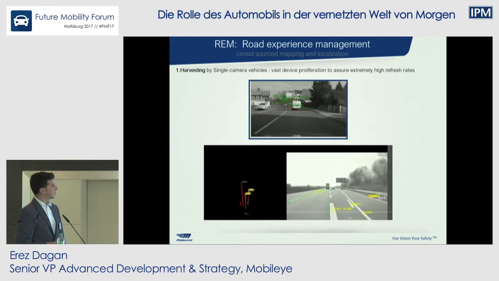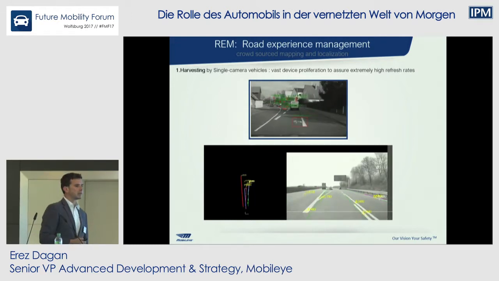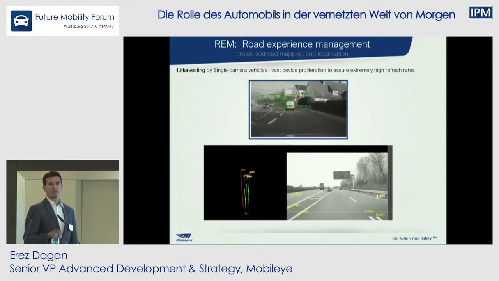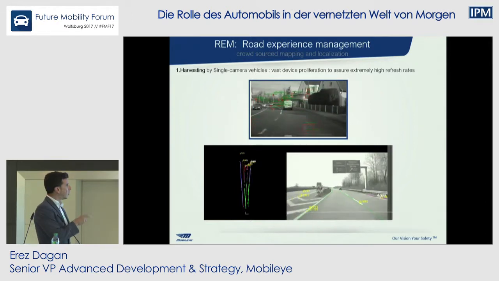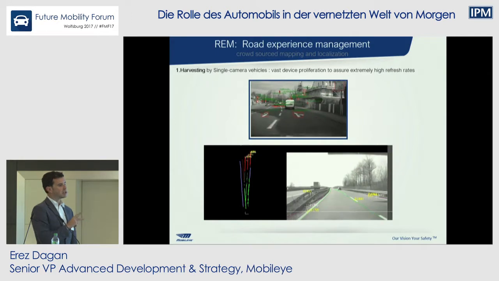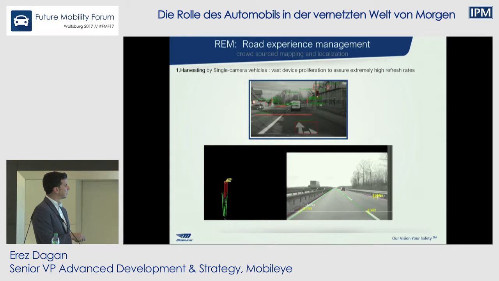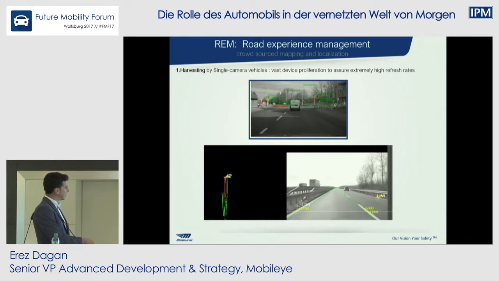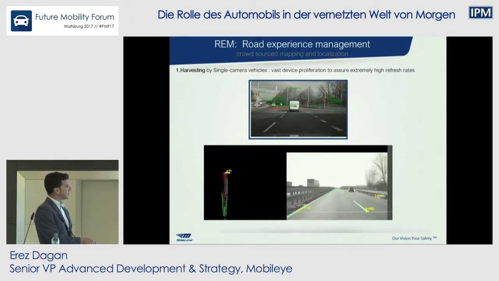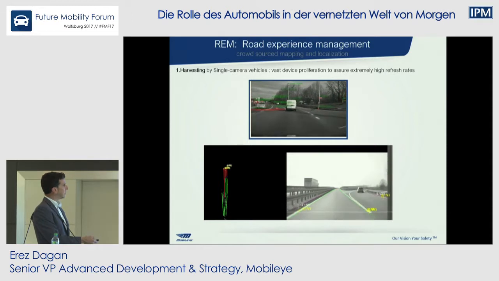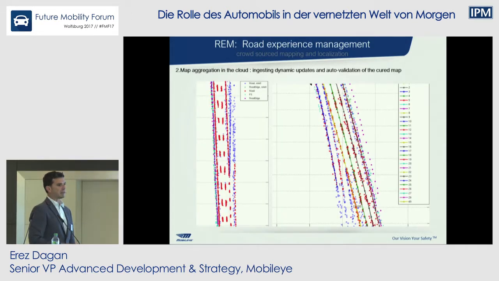This is harvesting. This is what the vehicle is collecting as it drives through the environment in real time, only using a single camera and a GPS. We construct these small map snippets that you can see downstairs. Okay? These map snippets are sent up to the cloud and are aggregated dynamically and continuously.